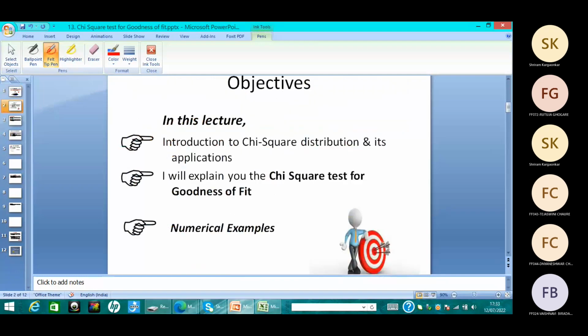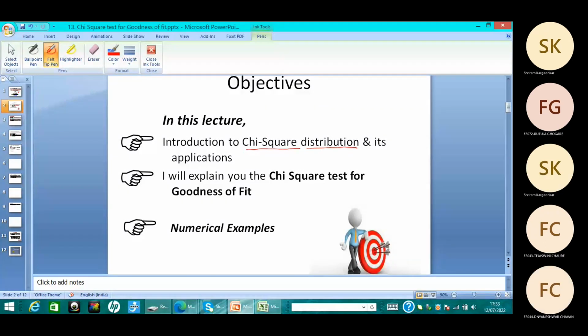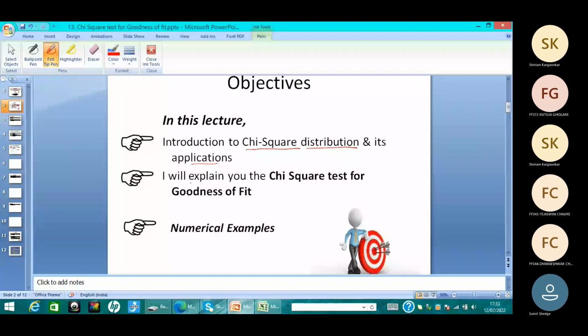What is the objective of this lecture? The main objectives are to understand what a chi-square distribution is, because you are studying the test based on it, so you should have a little knowledge of the chi-square distribution and its applications. Then I will explain the chi-square test for goodness of fit, and then numerical examples on it. Now let's understand what chi-square is.